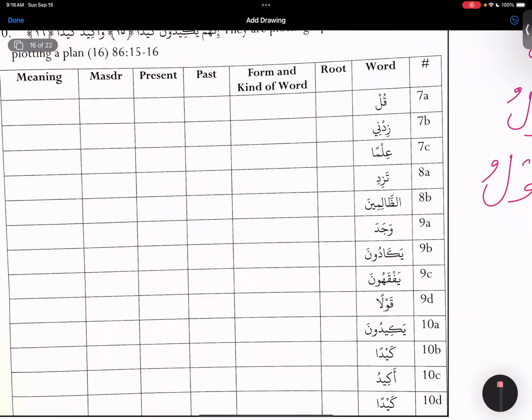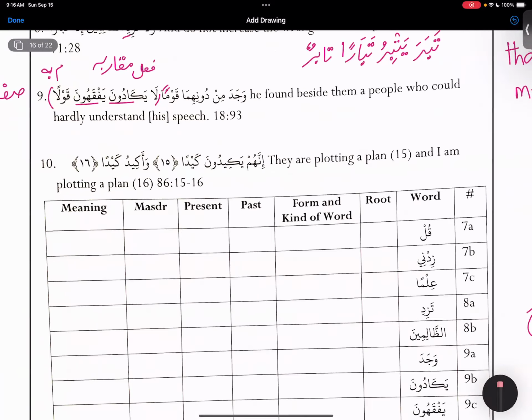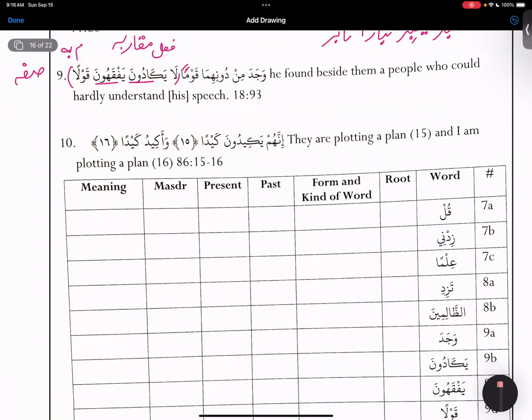Okay, so then, we have one more. Innahum, indeed they are. What kind of sentence? Jumla ismiya. Jumla ismiya, yeah. So give me the breakdown. Innahum: mubtada, harf of nasab, innahum is its ism, yakiduna kaidan is its khabar.